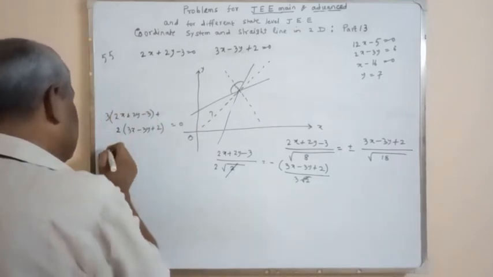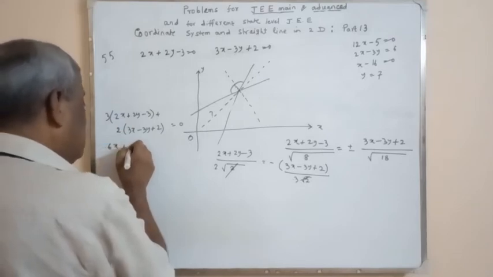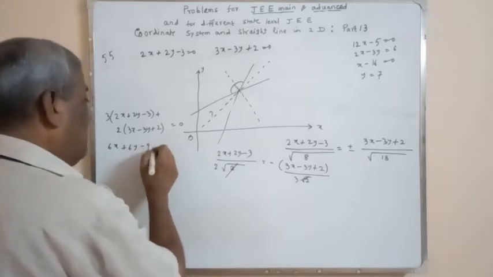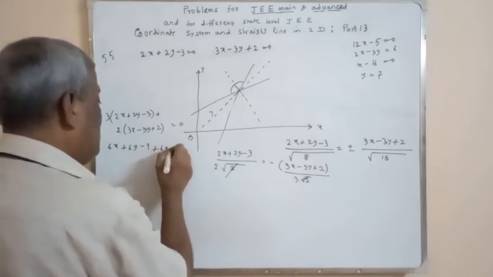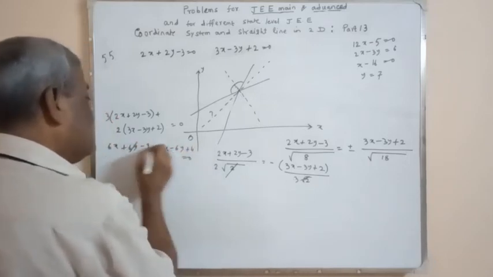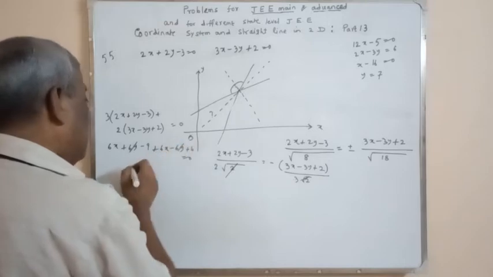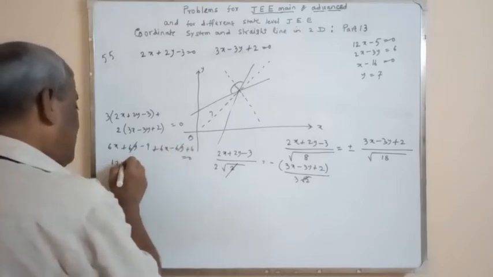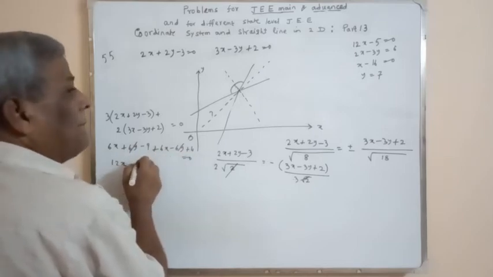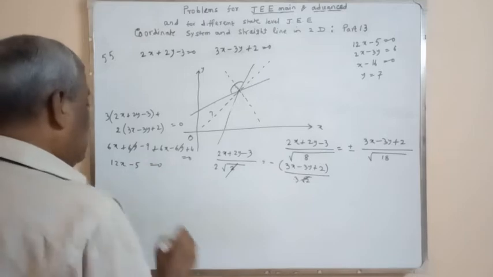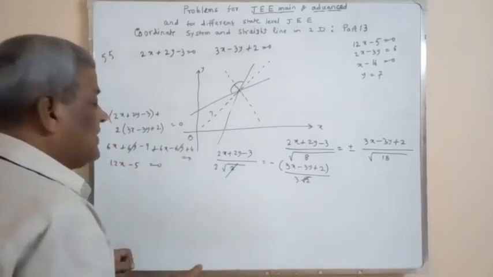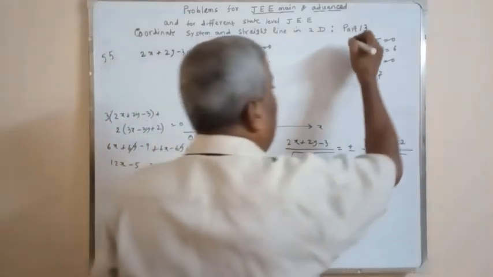That is 6x + 6y - 9 + 6x - 6y + 4 = 0. The y terms cancel. So 12x - 5 = 0. This is the answer. So option A is correct.